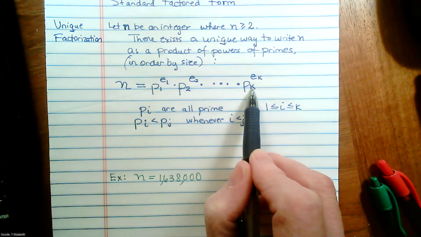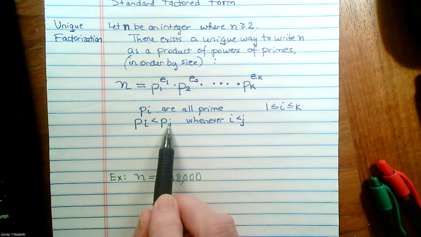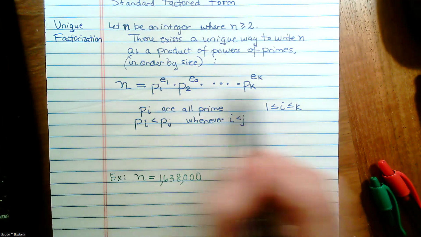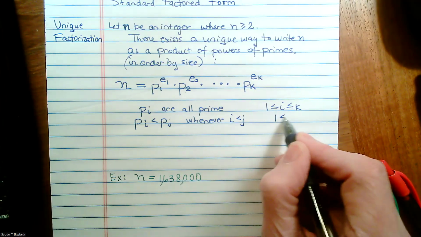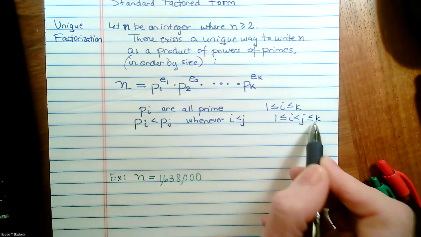And one is less than k, so P sub 1 will be smaller than P sub k. Well, 2 is less than k, so P sub 2 will be less than P sub k, and it goes all the way up. See how that works? And this is just the range of the indexing variables involved in that.